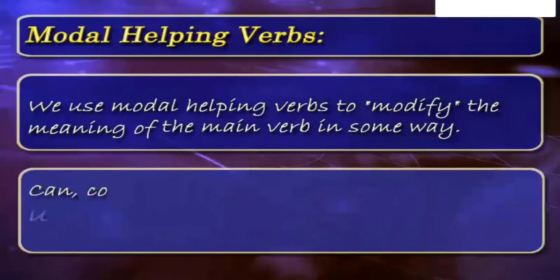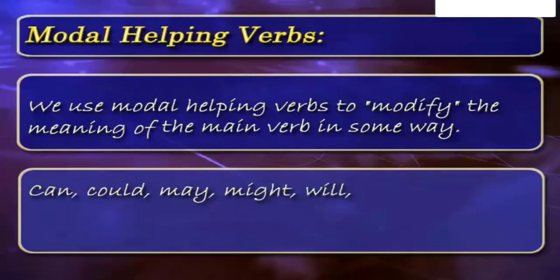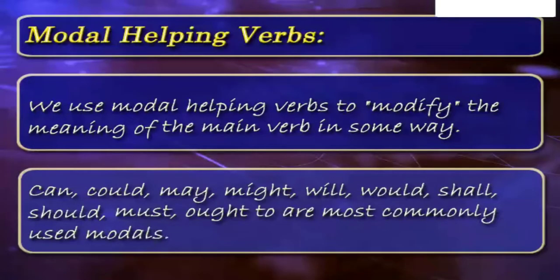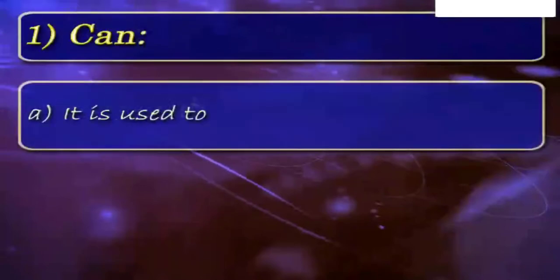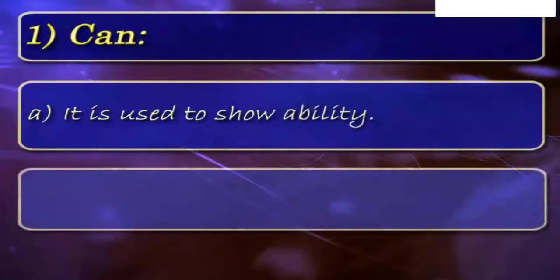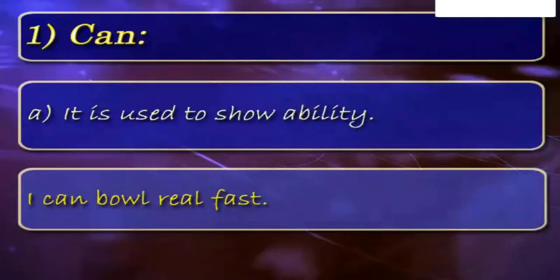Can, could, may, might, will, would, shall, should, must, ought to are the most commonly used modals. Modal helping verb can. A. It is used in the sentence to show ability of a thing or an individual. I can bowl real fast. Here, can is used to show my ability to bowl fast.